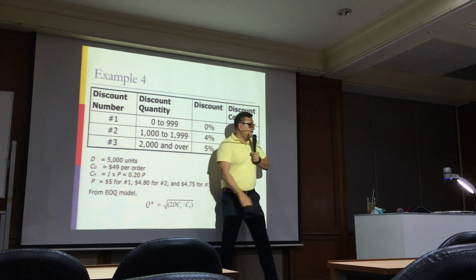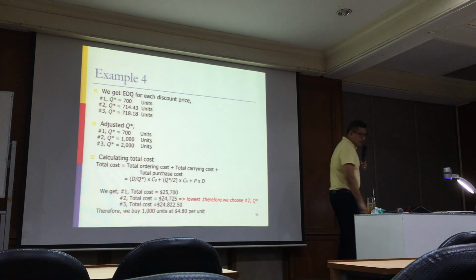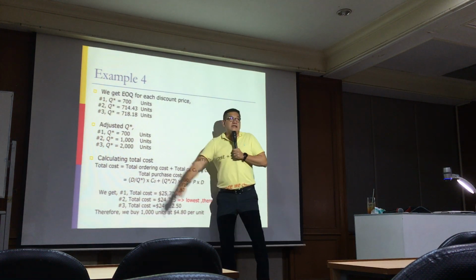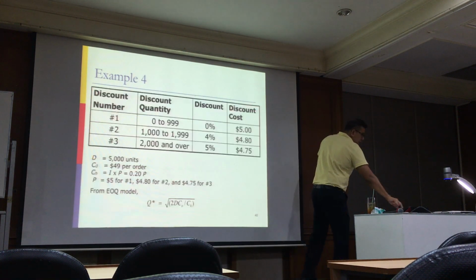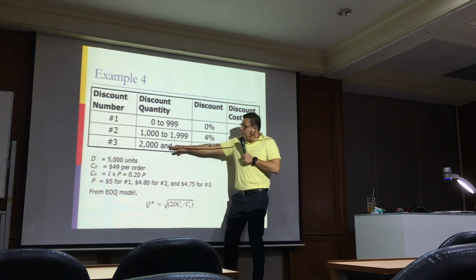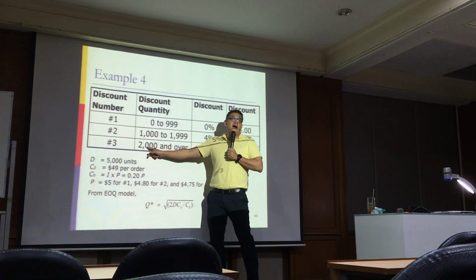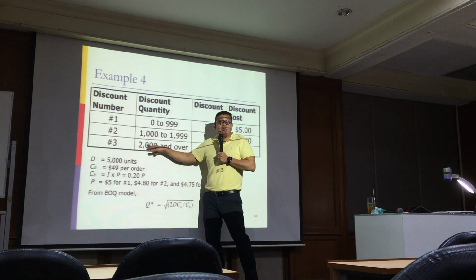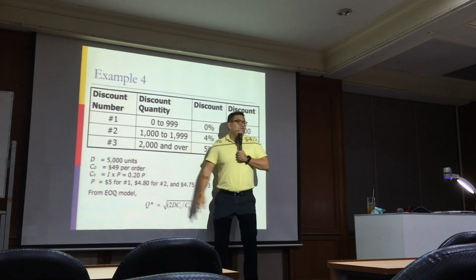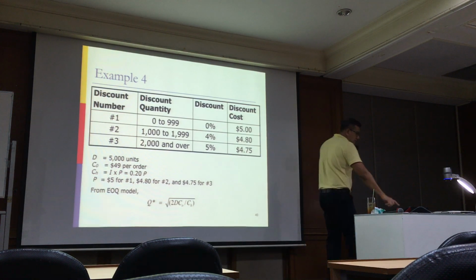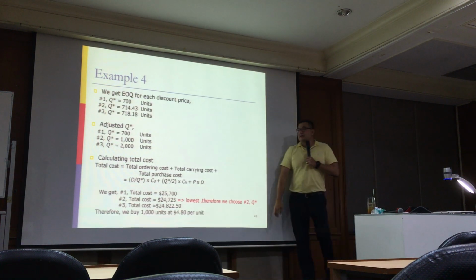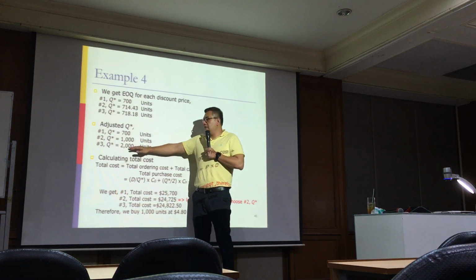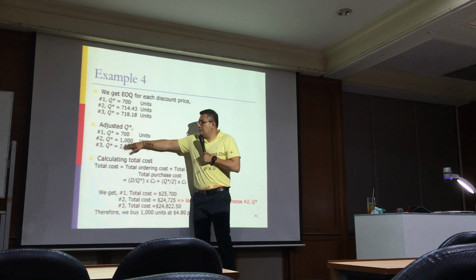Okay. For the third level, again, you have Q star 718.18. 718.18 for this level is below the lower bound. So then you adjust Q star equal to the lower bound, 2,000. So then the new Q star, after you adjust, you can have for the first level 700, second level 1,000, and third level 2,000. Why do we need to adjust?